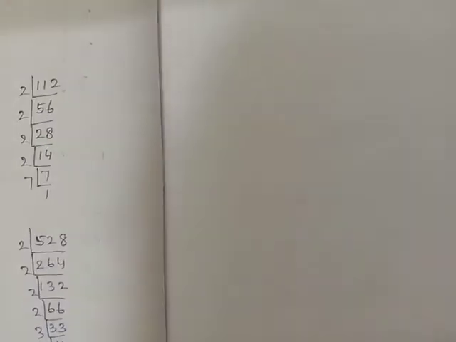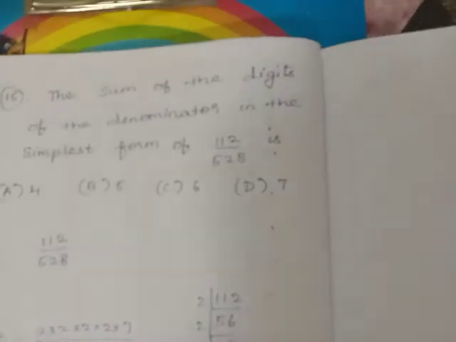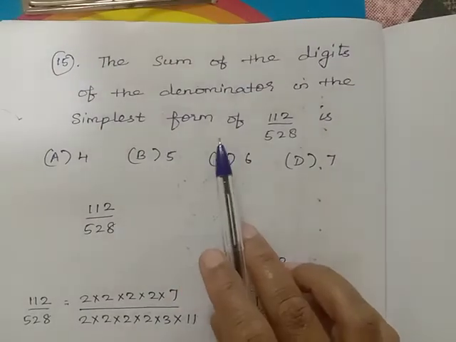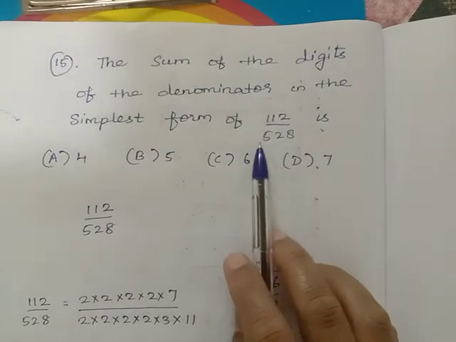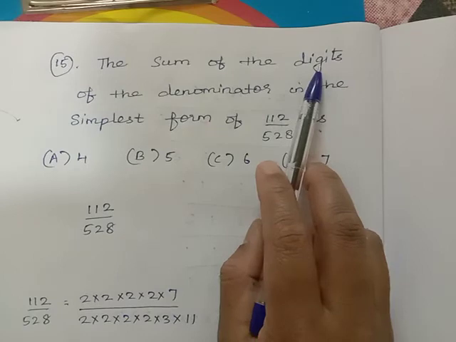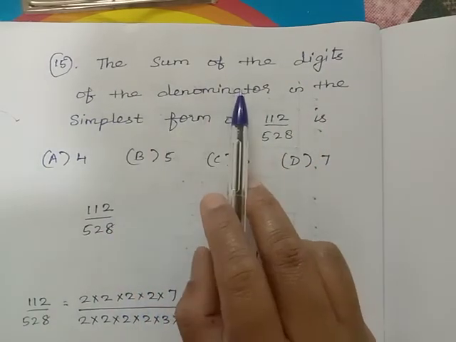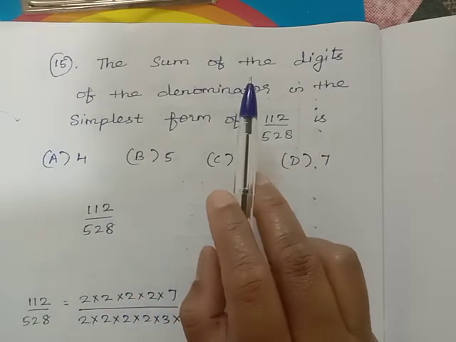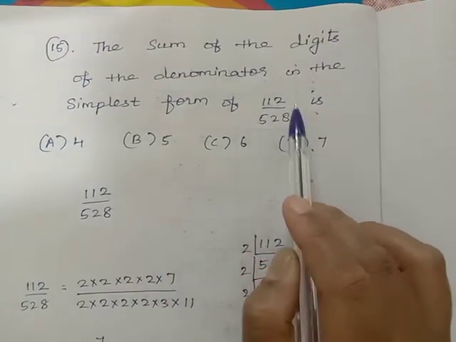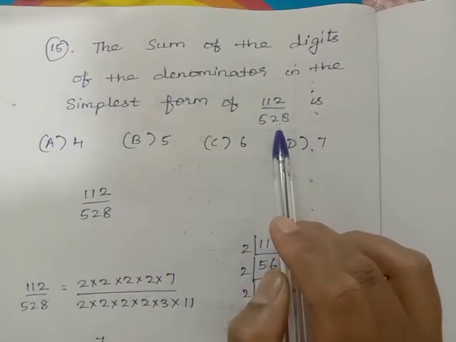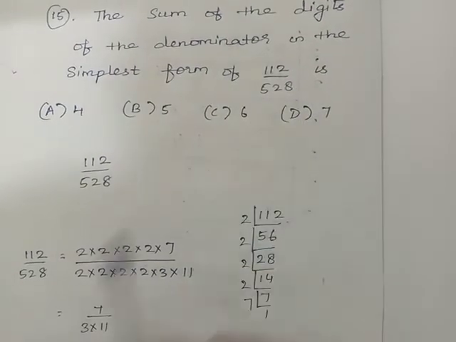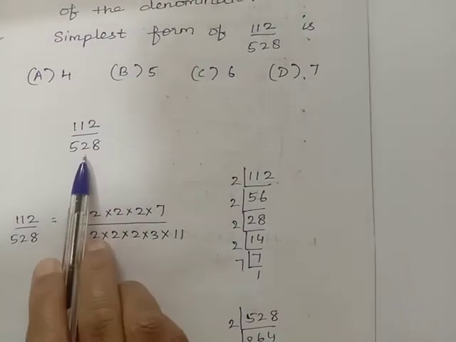Your last one, the 15th one. The sum of the digits of the denominator in the simplest form of 112 divided by 528 is. Sum of the digits means you have to add the digits of the denominator in the simplest form. First, we have to find the simplest form of 112 divided by 528. After that, you should add the digits of the denominator. Okay, 112 divided by 528.